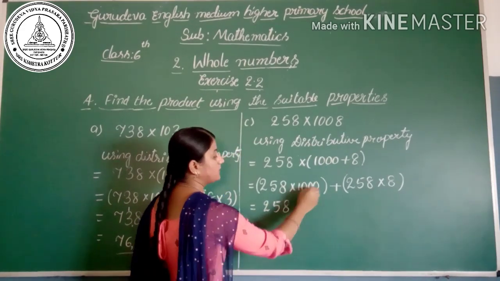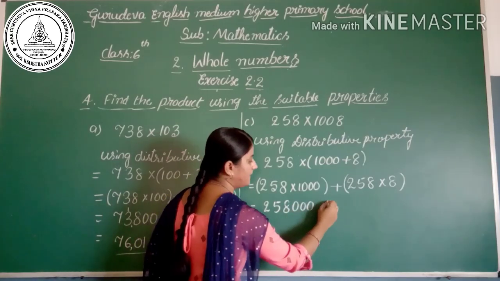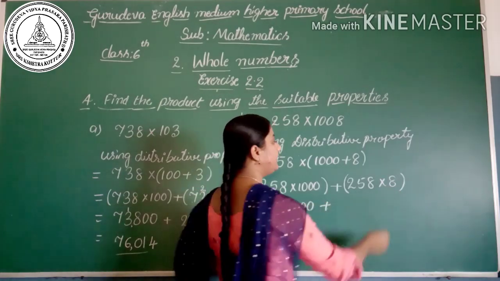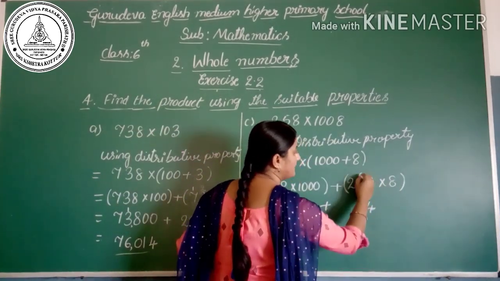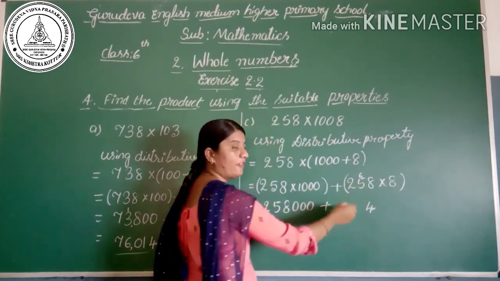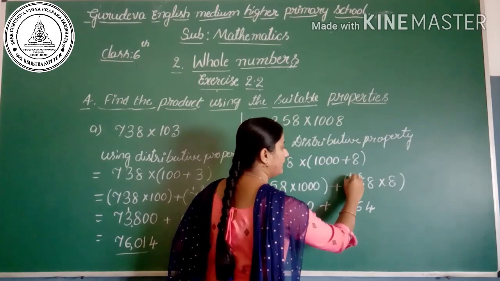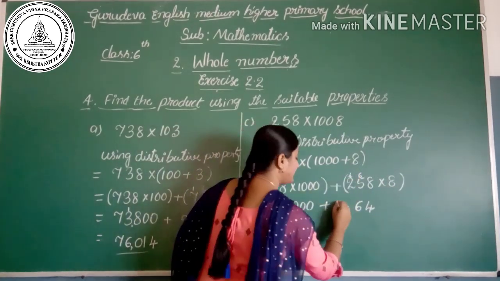258. So here there are the 3 zeros, add at last. Plus 258 into 8. Multiply here, 8 8 jar 64, here 4, 6 carry. 8 5 are 40, 40 plus 6 is 46, 4 carry. Then 8 2 jar 16, 16 plus 4 that is 20.